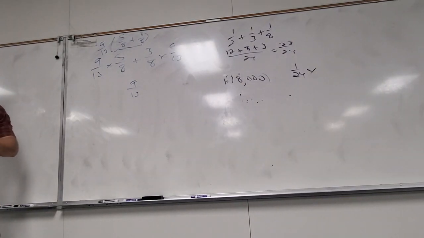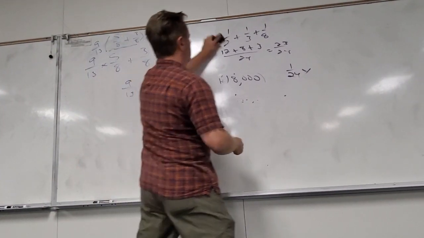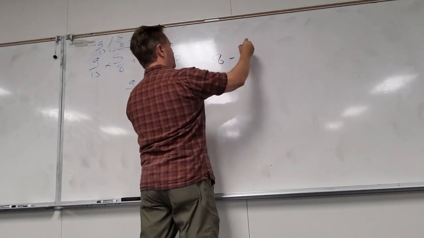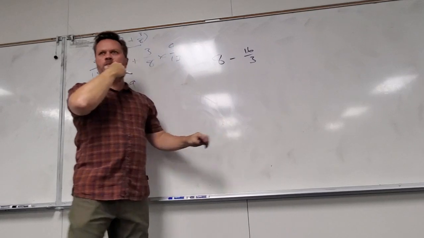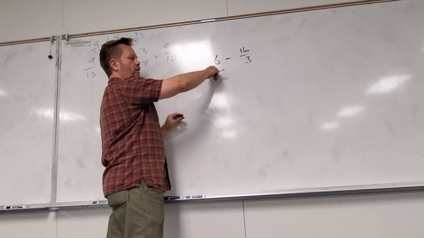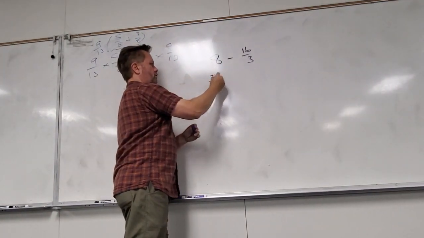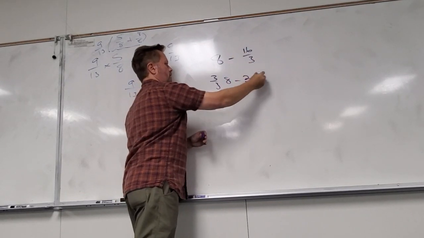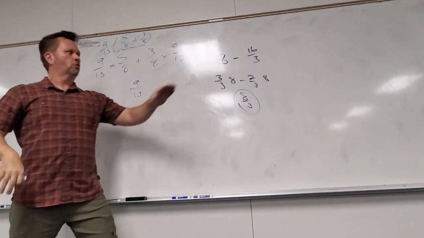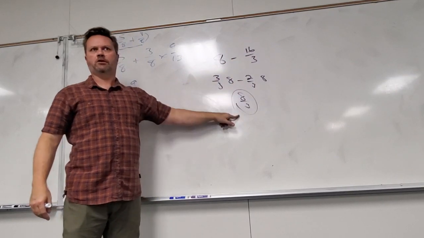Something that happens pretty often in math is something like this. You'll get like 8 minus 16 thirds, right? So here's a quick way to think of this. This is 1/8. That's amazing what I just said. This is 1/8, which is 3/3 of an 8, minus 2/3 of an 8 is 1/3 of an 8. Done. That's a whole 8. That's 3/3 of an 8, minus 2/3 of an 8 is 1/3 of an 8.